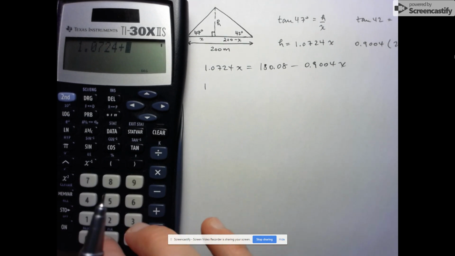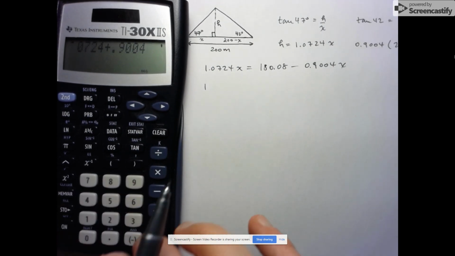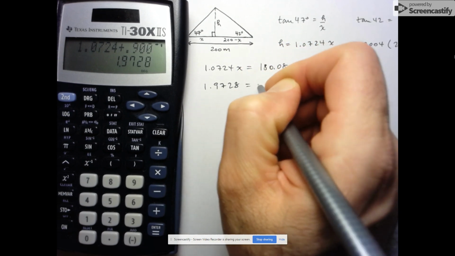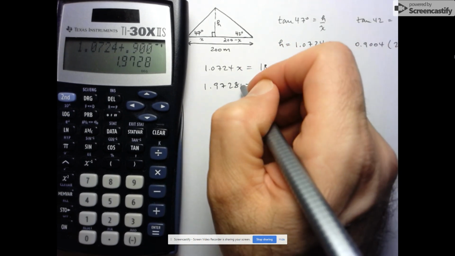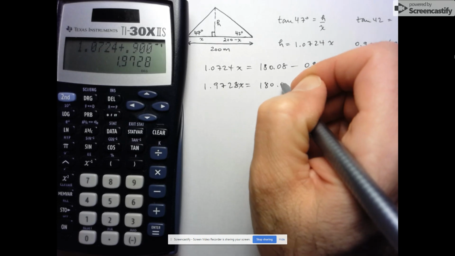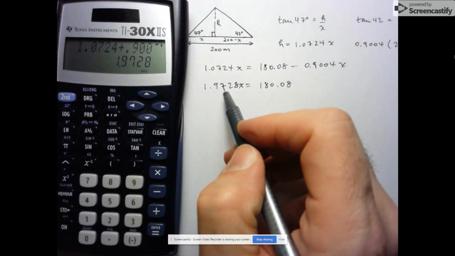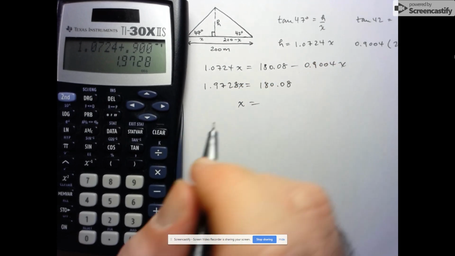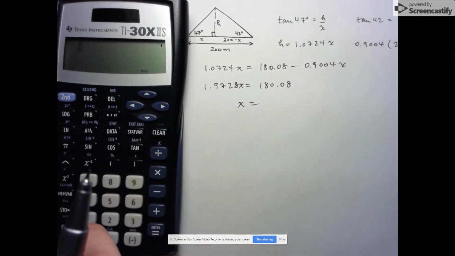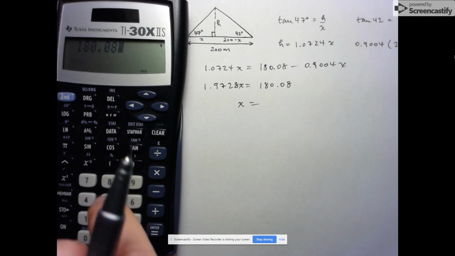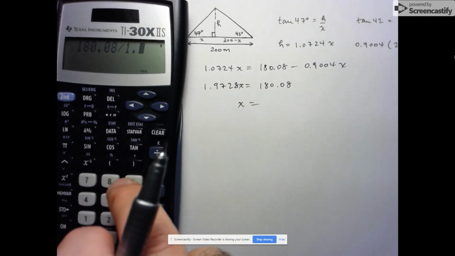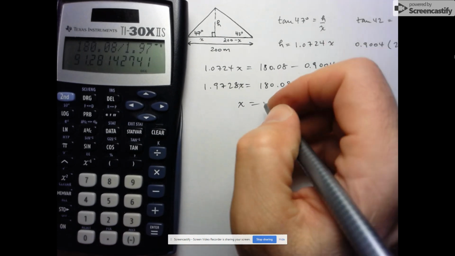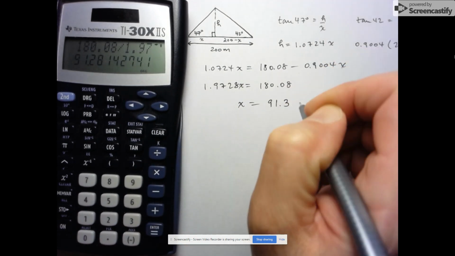1.0724 plus 0.9004 gives me 1.9728, times x equals 180.08. So again, I just collected the x terms here. And finally, I just divide this out to get my final answer for x, 180.08 divided by 1.9728. And that gives us 91.3.